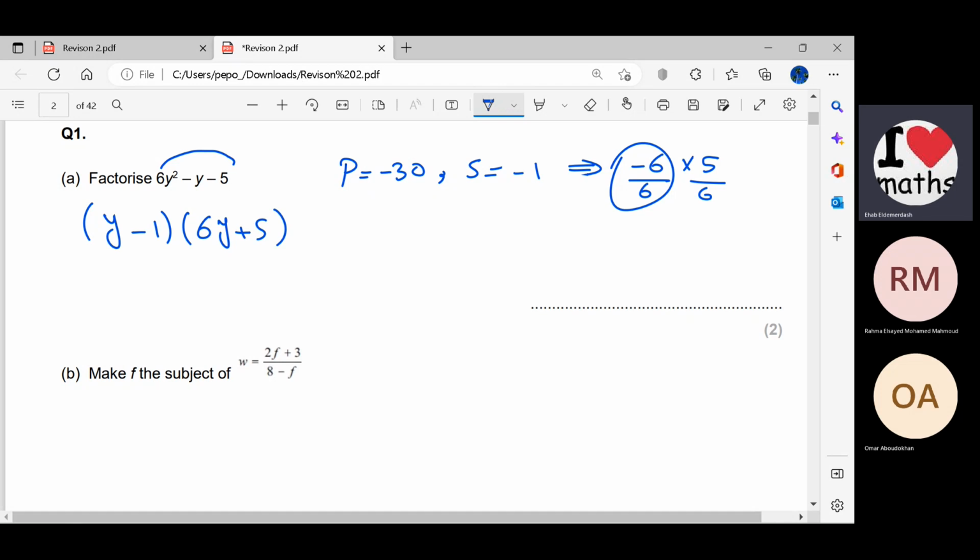Do we have any problem with this one? In the worst case scenario, if you are not able to do it mentally, we can go through the normal factorization. If we are facing a problem, we can go into the cross factorization.